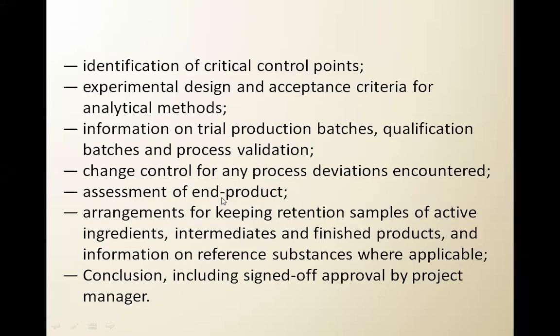Then the next one is the information on trial production batches, qualification batches, and production and process validation. We have to gather the information for the trial batches, then the qualification batches and process validation. When our batches are qualified, only then will we go for the validation batches. Initially, we go for the trial batches to develop a final batch, that is, we develop it in the pilot plant. And in the scale up technique, we go for the qualification batches. Then for the change control, any process deviation encountered, we have to report in this plan.